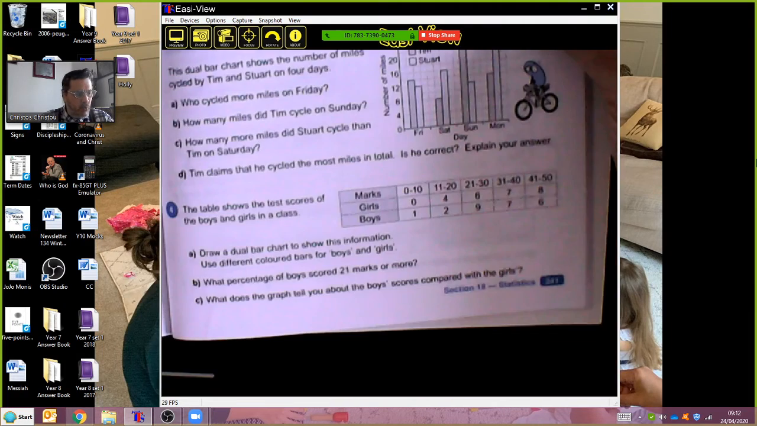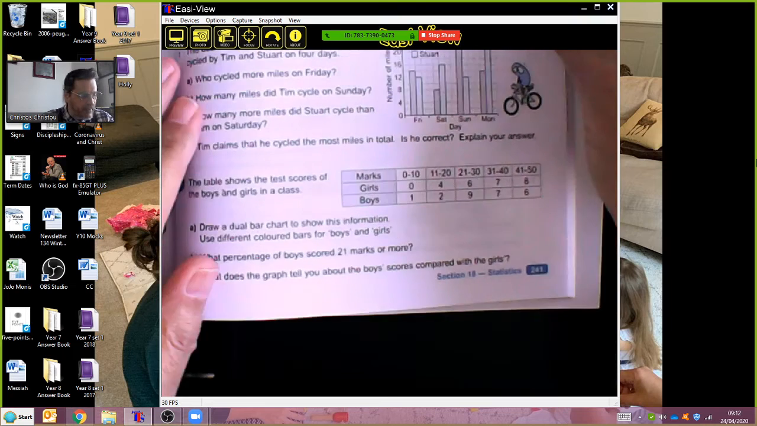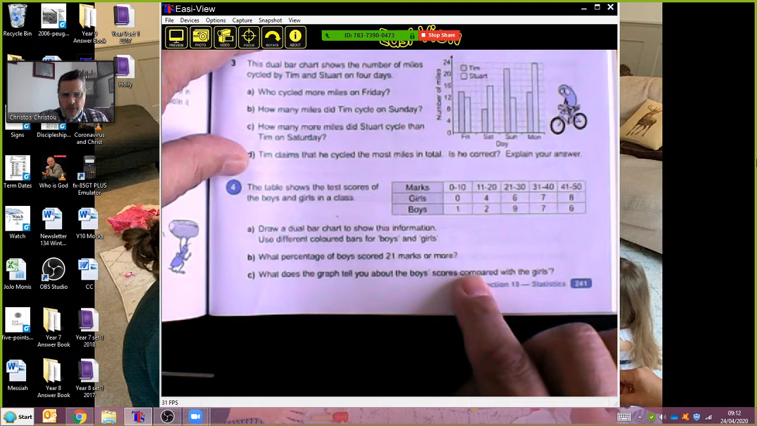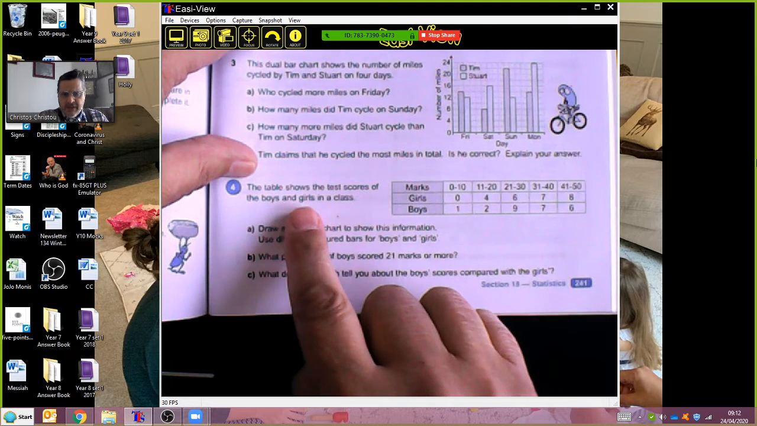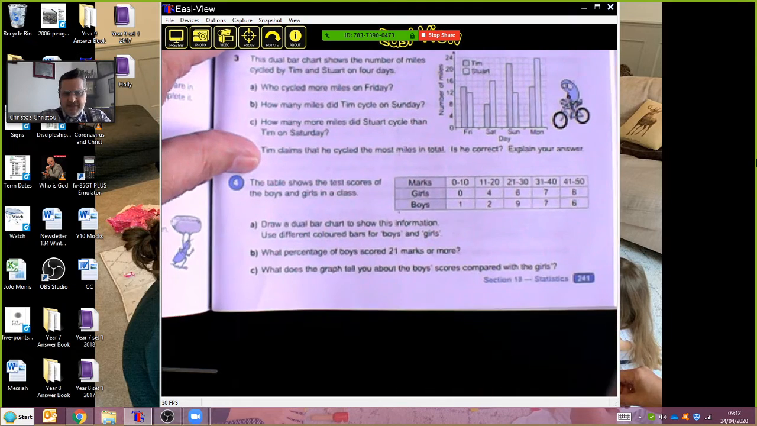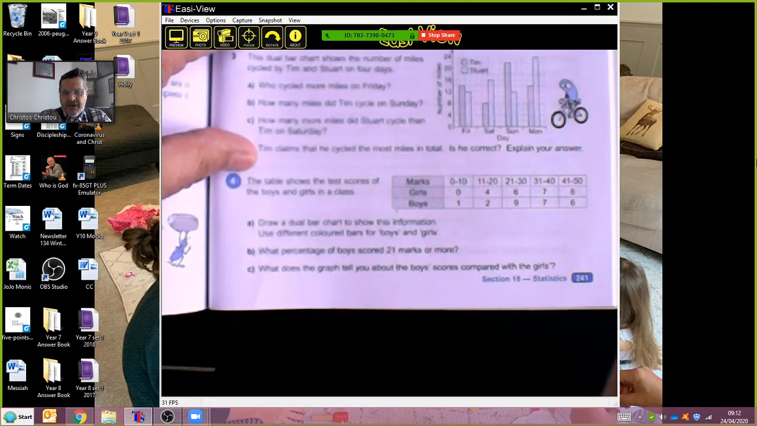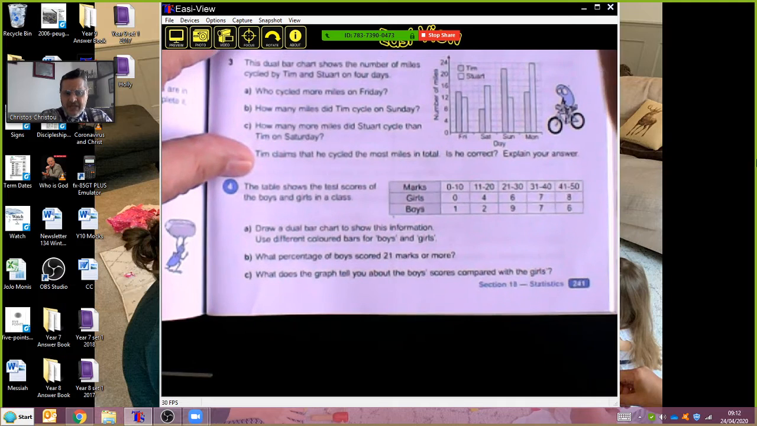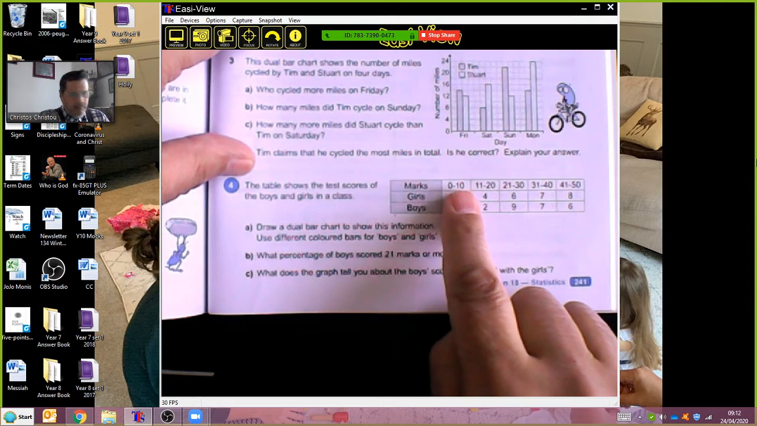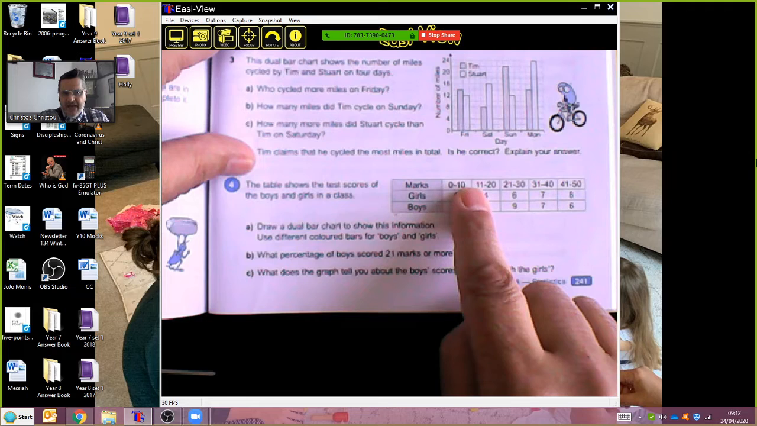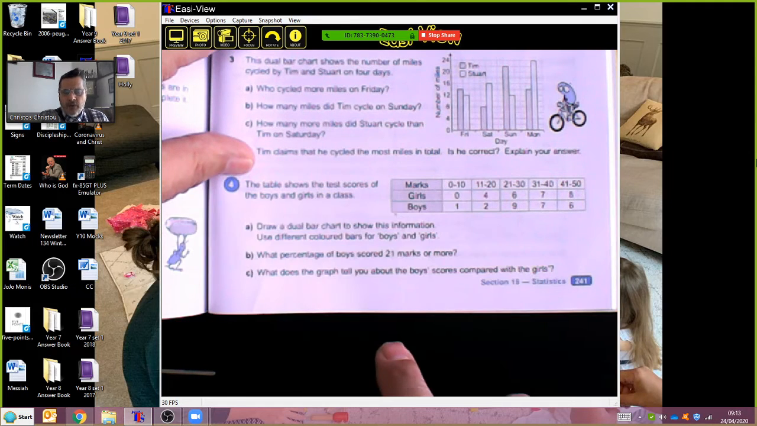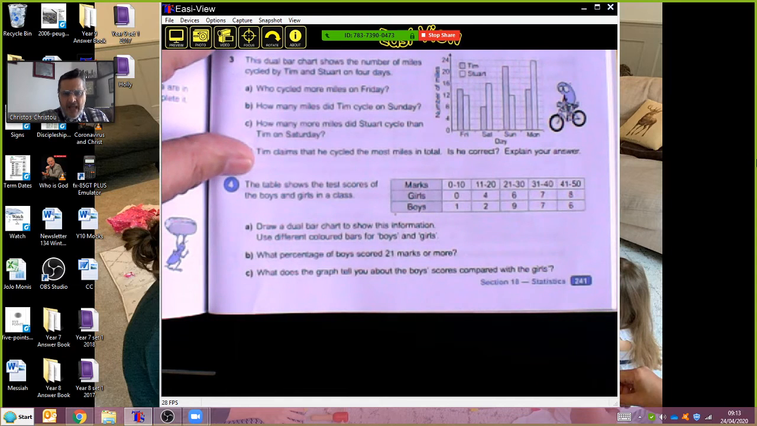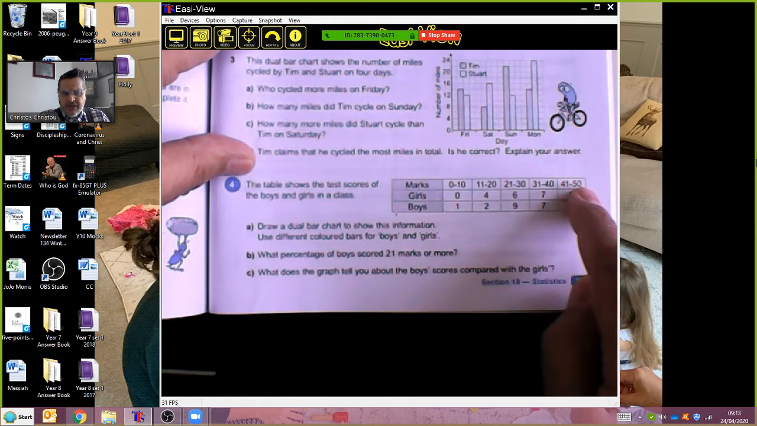Let's see what happens. Question 4 is an extension-y one. Don't know why, but it just is. Maybe the numbers are a little bit awkward. These are test scores of boys and girls in a class. It doesn't specify the test, but it does give the range of marks. Be very careful how you present this, because if you try and make the label 0-10, it's too cramped and looks awful. So make sure these bars are really fat with space between them, and you do a chart for the girls and a chart for the boys.